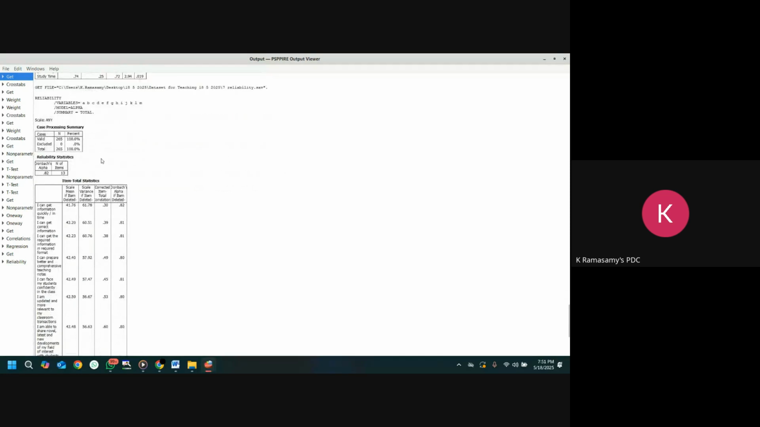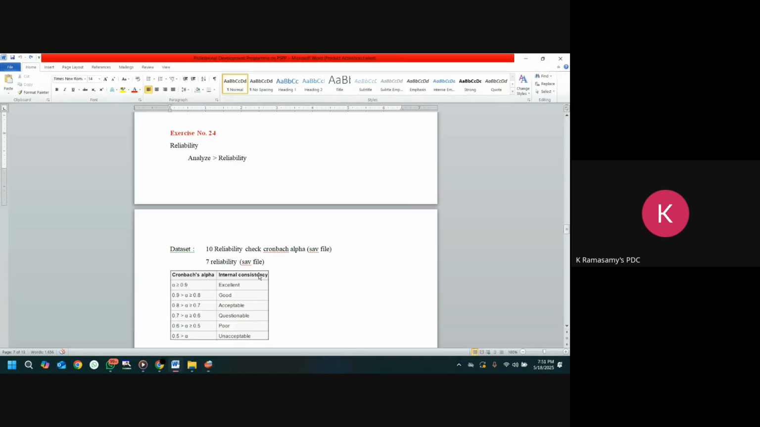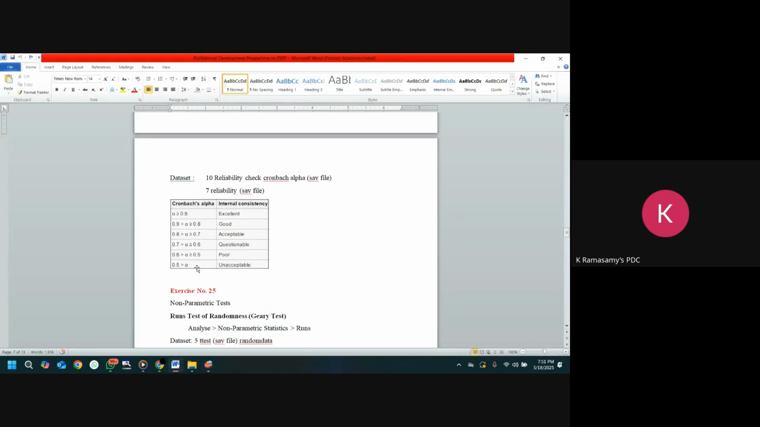How many items are there? Totally, I have collected data from 265 respondents. How many items? 13 questions I asked. What is the Cronbach's Alpha? Cronbach's Alpha is 0.82. How to interpret this 0.82? You can see here. Anything between 0.5 to 0.6 is poor, 0.6 to 0.7, the reliability is questionable.